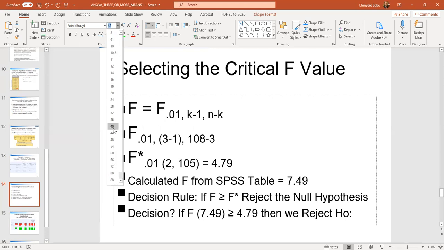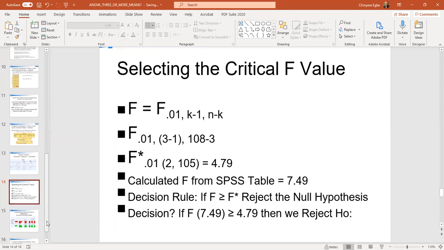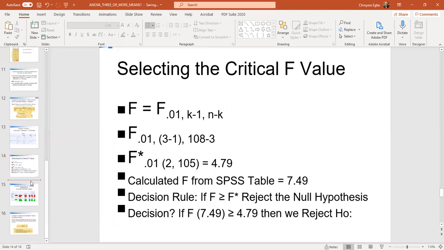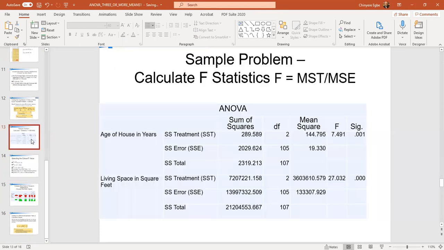So let's see what we do next. In this case, we reject the null hypothesis. The null hypothesis is that all the means are equal, all the average ages are equal. Here we have 7.49, and so we're rejecting the null hypothesis that all the average ages are equal. So we go to the next step. Once we reject the null hypothesis, now our job is to ask which two groups are not equal, which two groups of averages are not equal.